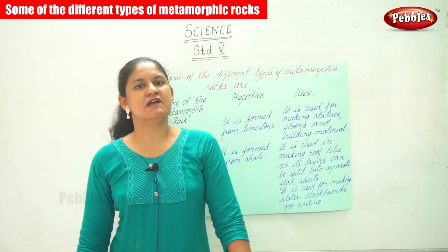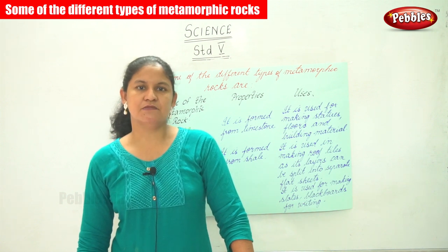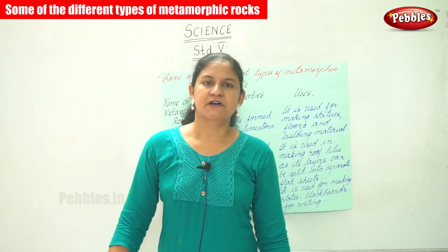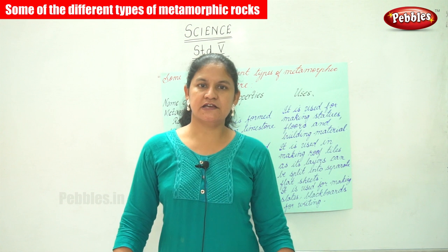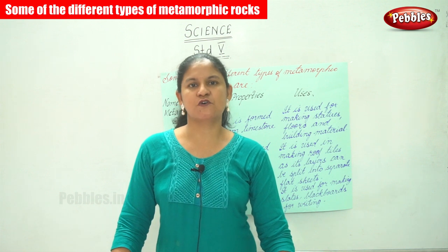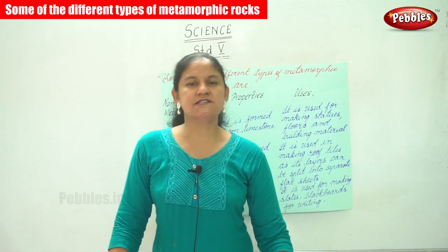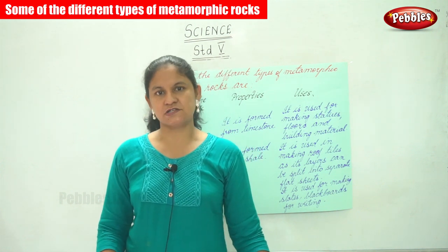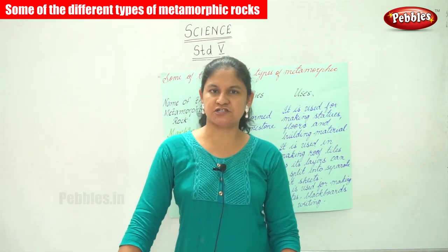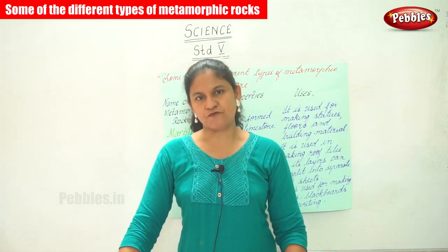So we've seen that metamorphic is derived from the Greek word meta, meaning change, and morphic, meaning form. Metamorphic rocks are igneous and sedimentary rocks that have been transformed under extreme heat and pressure. These igneous and sedimentary rocks do not melt due to extreme heat and pressure. Rather, they are chemically changed to metamorphic rocks.